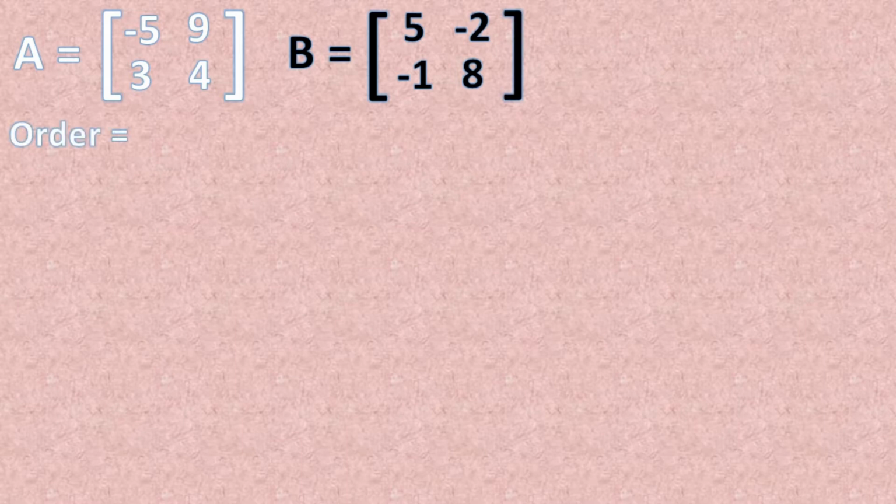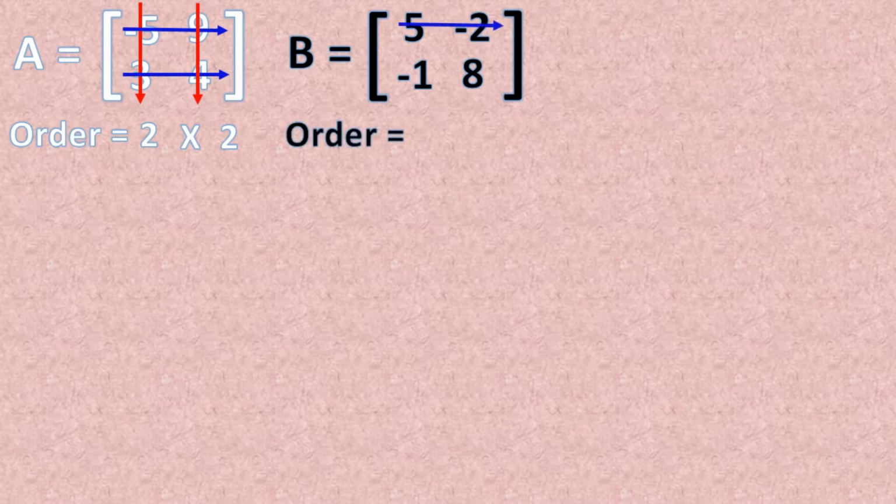Now check the order. You are getting 2 rows, therefore 2 multiplied by the columns, check 1 and 2, so again the columns are 2. 2 by 2 is the order. Now check the order for matrix B. First check the number of rows, we are counting 1 row, 2 rows. Now multiply by the number of columns, 1 and 2.